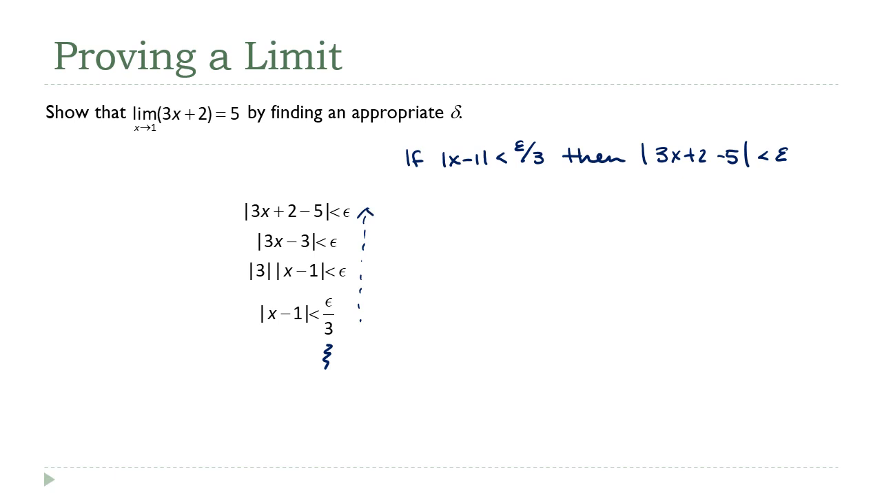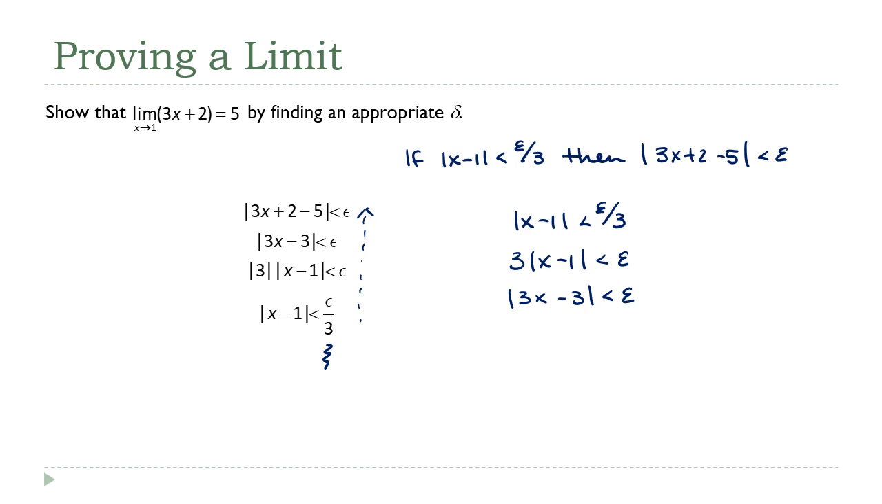backwards. So if the absolute value of x minus 1 is less than epsilon over 3, then 3 times the absolute value of x minus 1 is less than epsilon. Whoops, sorry, I went the wrong way. I need to bring that 3 inside. And I can only do this, mind you, because that 3 is positive. The absolute value of 3x minus 3 is less than epsilon.